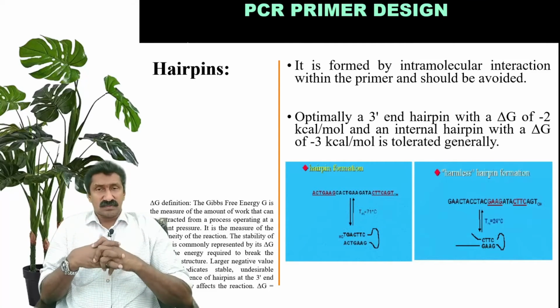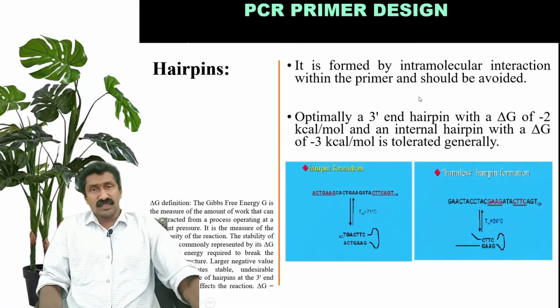Primers can form secondary structures by binding with their own sequences. Hairpins can be represented something like this. A hairpin is formed by intramolecular interaction within the primer and should be avoided. Optimally, a 3' end hairpin with a delta G of -2 kcal per mole and an internal hairpin loop with a delta G of -3 kcal per mole is generally tolerated. So that is the allowable range.